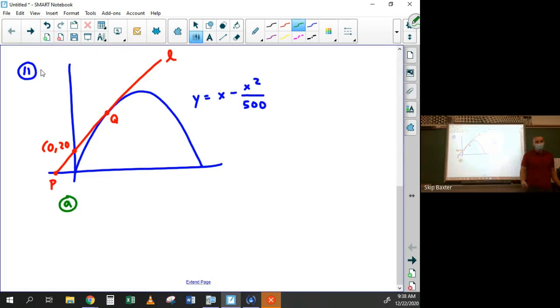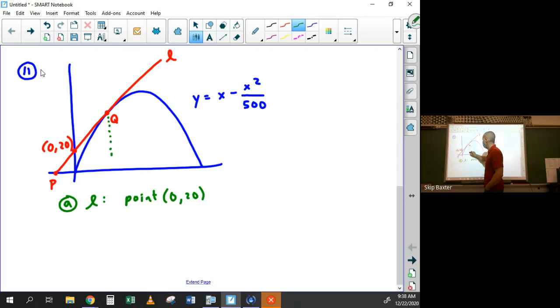Okay, so we know several things about line L. First of all, we know that it passes through the point 0, 20, right? And we also know the slope of line L, it's the derivative of this function at the x coordinate of this point, whatever that might be. Let's say that's point A. That's what we're trying to find. We're trying to find A, all right?